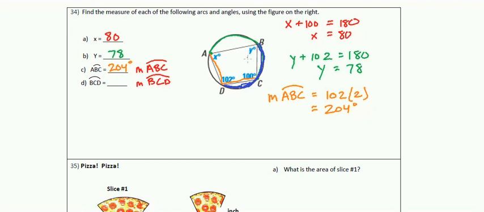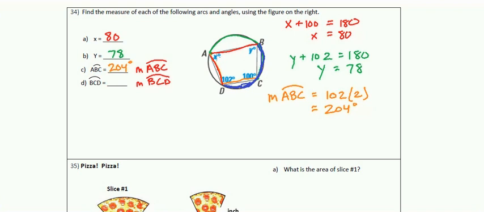And you can see that BCD is actually the arc that is intercepted by, let's put this in red, inscribed angle BAD. So inscribed angle BAD intercepts arc BCD. That means if we take the measure of inscribed angle BAD and multiply it times 2, we'll get the measure of arc BCD. So we'll go ahead and do that now.